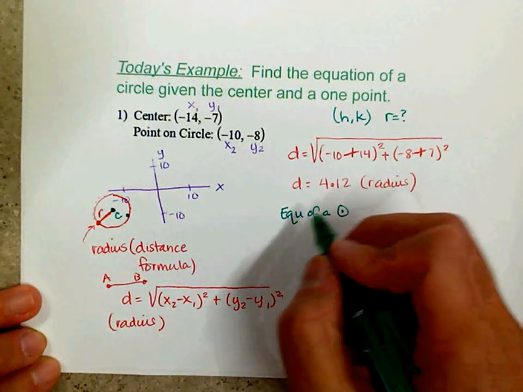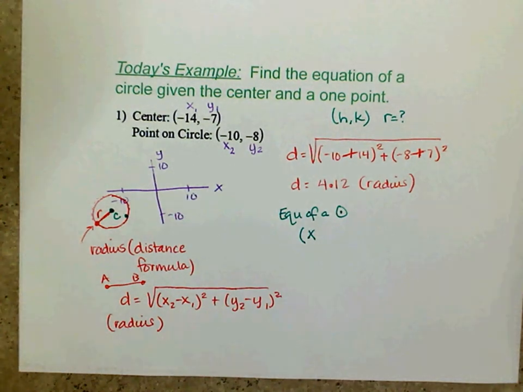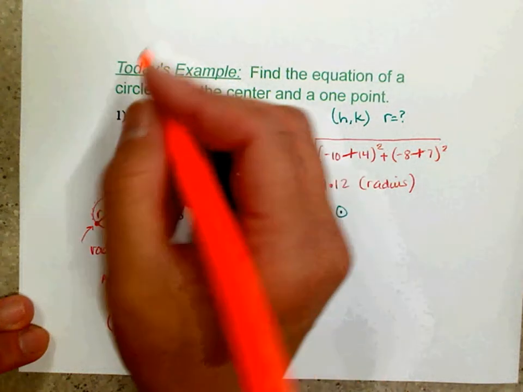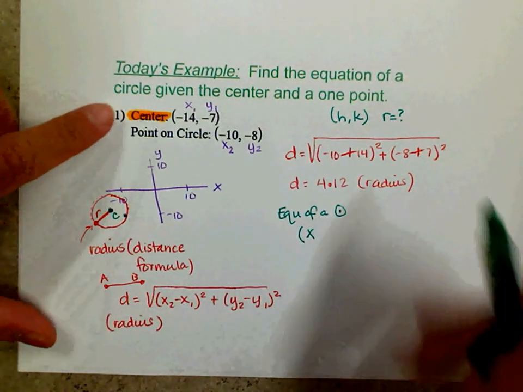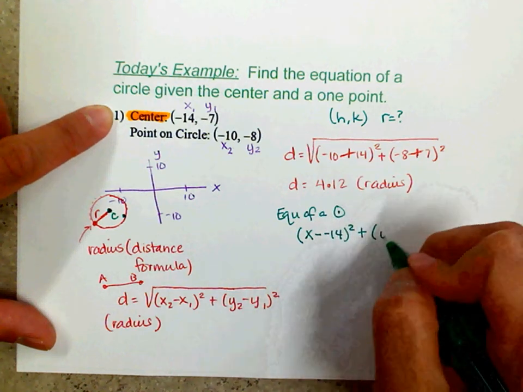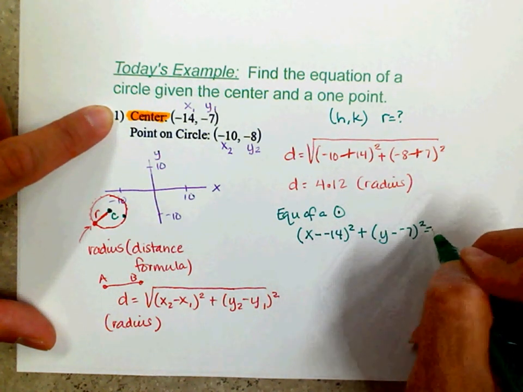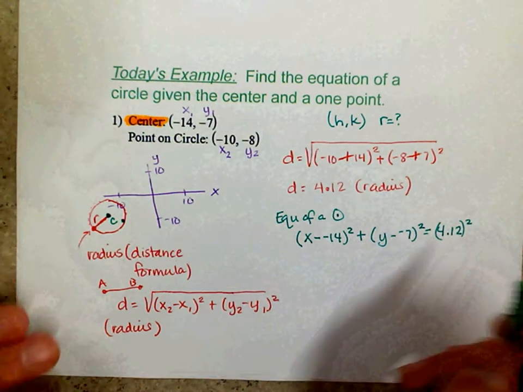So you have x. Now, keep in mind, you're not using a point on the circle. H and K is the center. So there's your H and your K from the center. X minus negative 14 squared plus y minus negative 7 squared equals 4.12 squared. Just like that, okay? Let's go ahead and simplify.